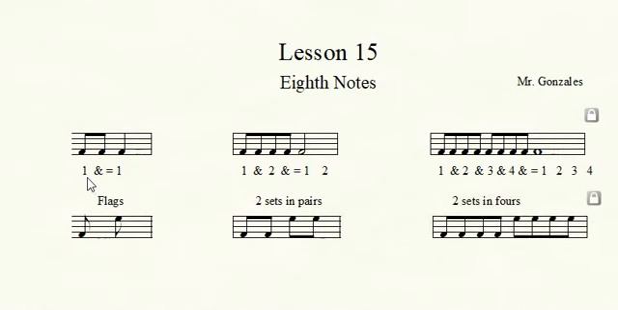Here we see our subdivision of one and how these two eighth notes occupy the same amount of time as one beat that a quarter note would. Four eighth notes equal one half note. Again, we see our subdivision one and two and how this occupies the same amount of time as one half note.